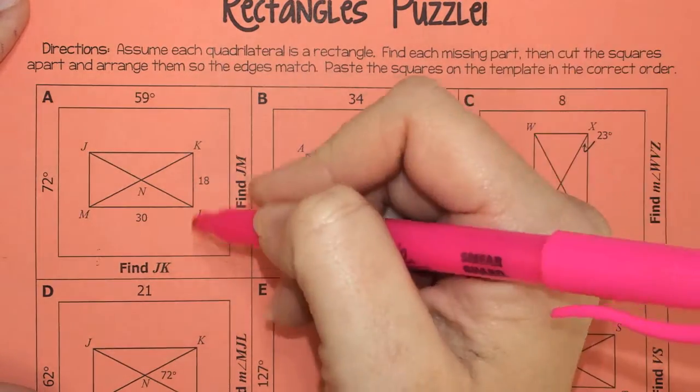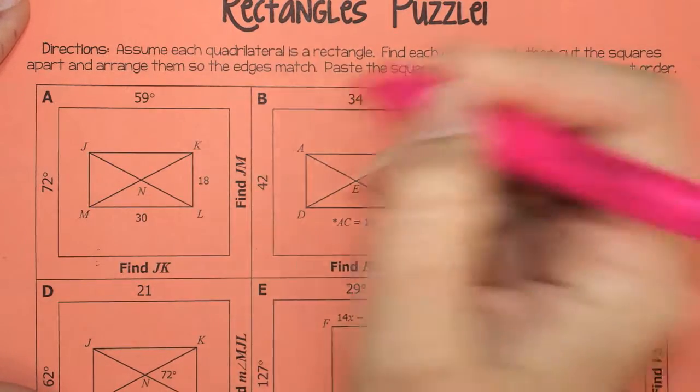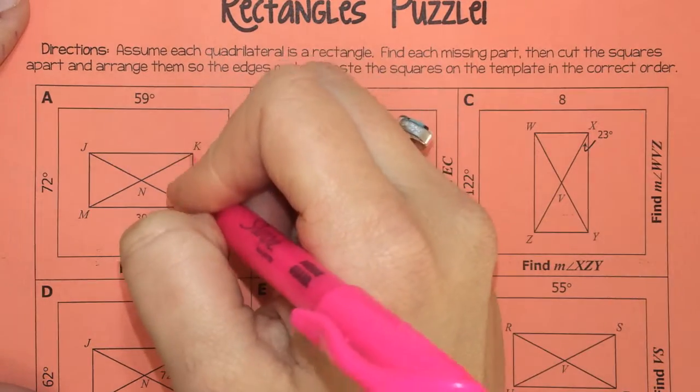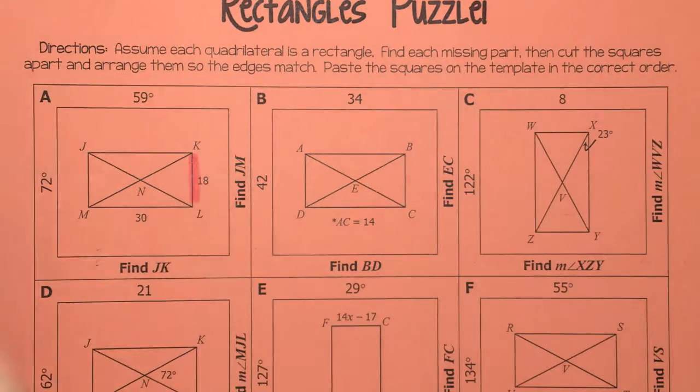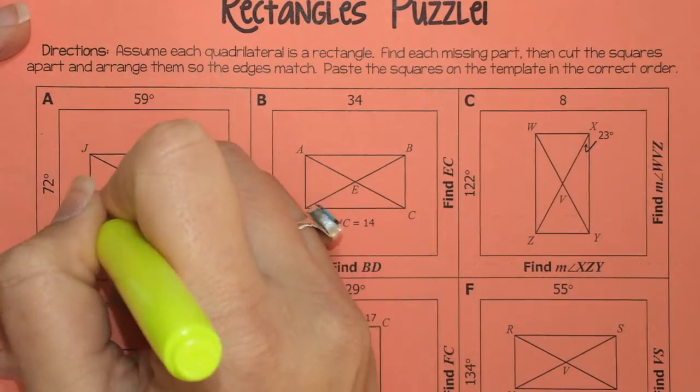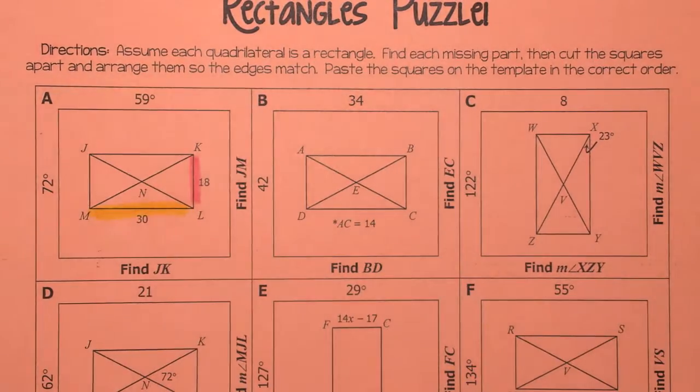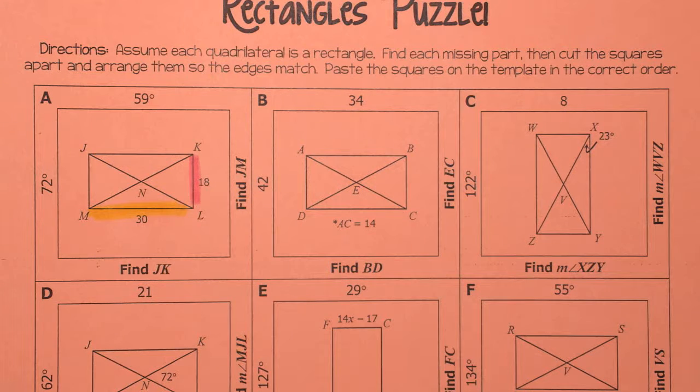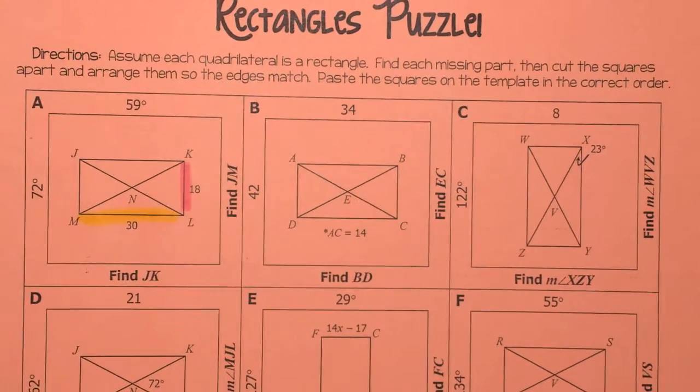They give us LK and LM, correct? So let's highlight LK, and let's highlight LM. Sorry that you can't see this really bright color on the projector.